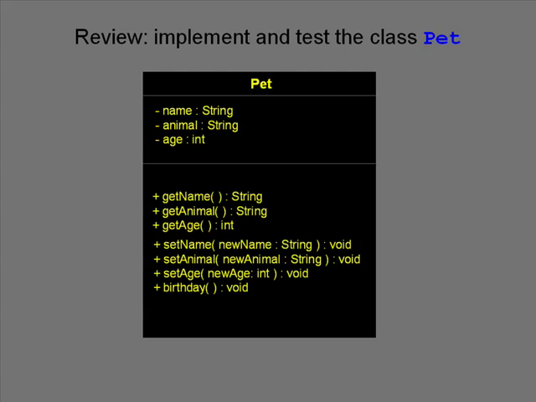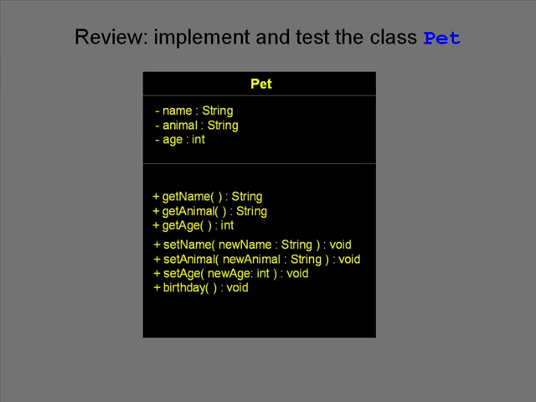So the first thing we want to do is implement a pet class. And our pet class is going to have three instance variables: name, animal, which is just the animal type, for example, a Cocker Spaniel or a house cat or a parakeet or whatever kind of animal it is, and then age, which is an integer representing the pet's age. And for each of these instance variables we'll have accessor methods or get methods: getName, getAnimal, and getAge. And we'll also have set or mutator methods: setName, setAnimal, and setAge.